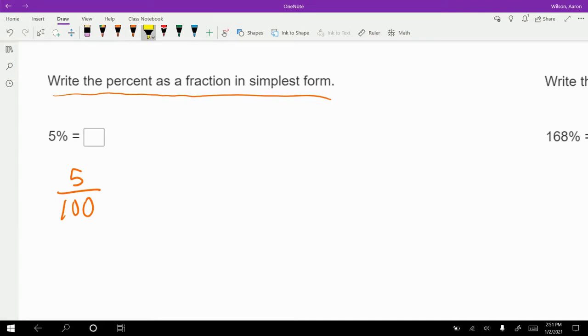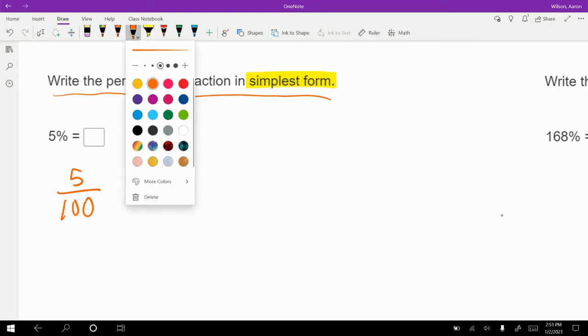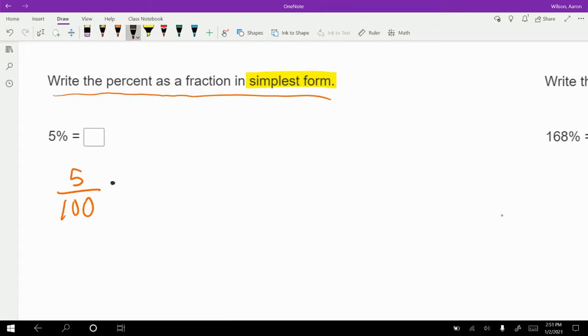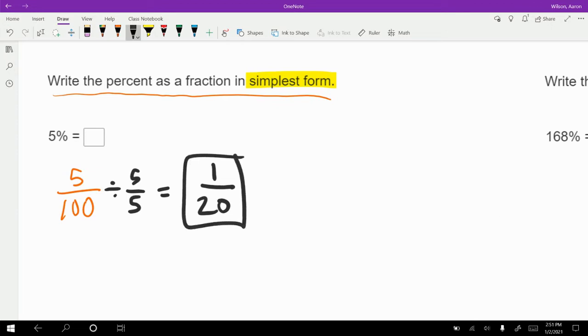Now, the thing that's going to trick you is the scary S word, and the S word I'm referring to is simplest form. So now we have to remember how to simplify fractions. When we do this, we have to come up with a common factor of 5 and 100, and the common factor of 5 and 100 happens to be 5. So you are going to simplify by dividing by 5 over 5. So 5 divided by 5 gives us 1, and 100 divided by 5 gives us 20. So 5% written as a fraction in simplest form is 1/20.